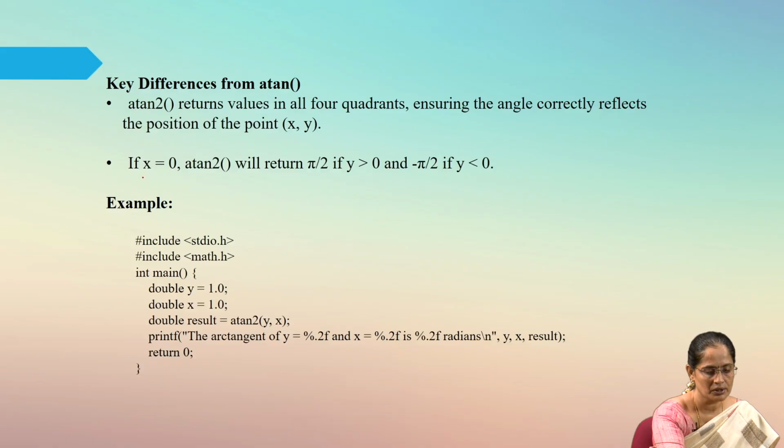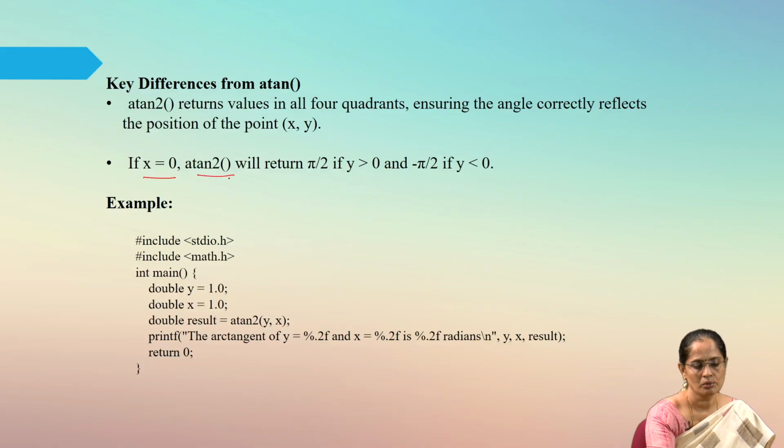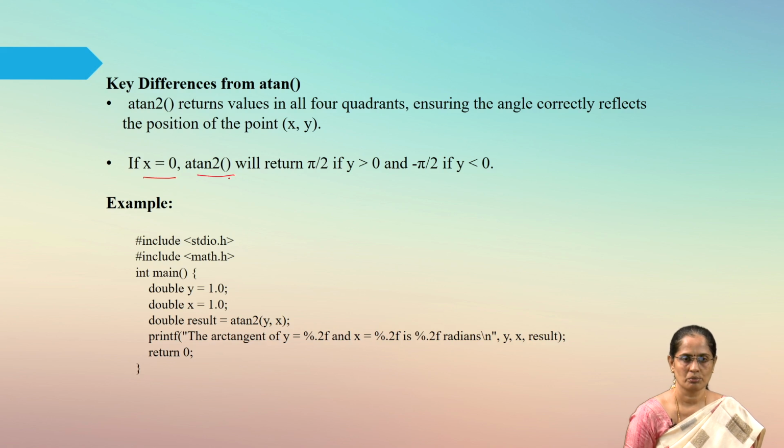In what way is it different from the atan function? atan2 returns values in 4 quadrants, ensuring the angle correctly reflects the position of the point x comma y. If x equals 0, then atan2 will return pi by 2 if y is greater than 0, and minus pi by 2 if y is less than 0.